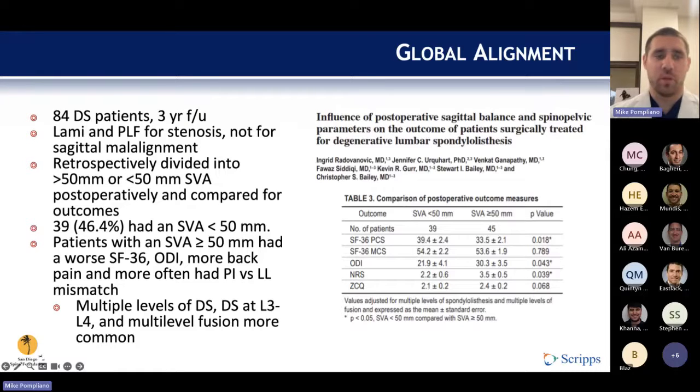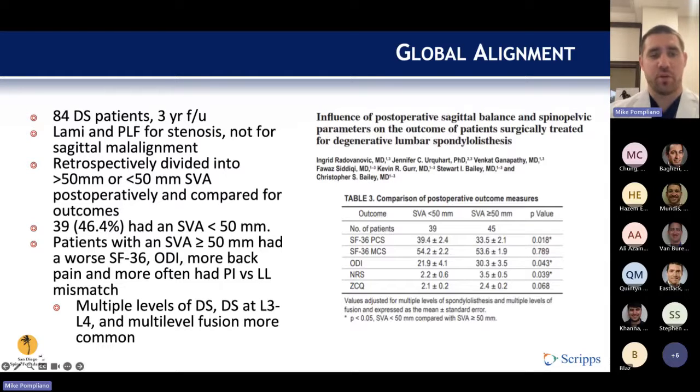With respect to global alignment, this was a study of 84 patients with 3-year follow-up looking at laminectomy and posterolateral fusion for stenosis, not for sagittal malalignment. They, however, retrospectively divided into greater than or less than 50 millimeters of SVA and compared outcomes between the two groups. 46% had an SVA of less than 50 millimeters, or 5 centimeters, so it was about 50-50.